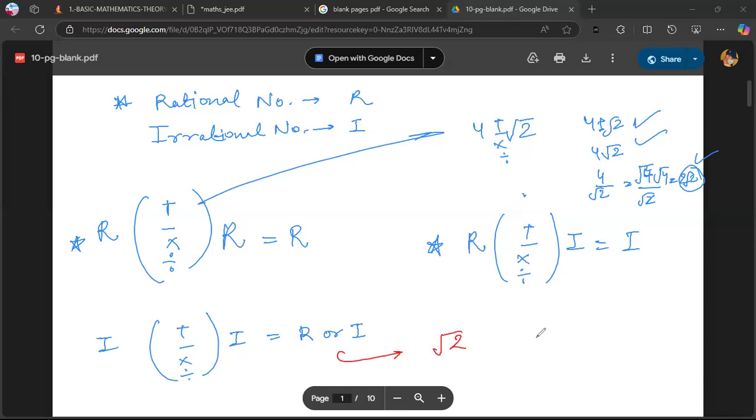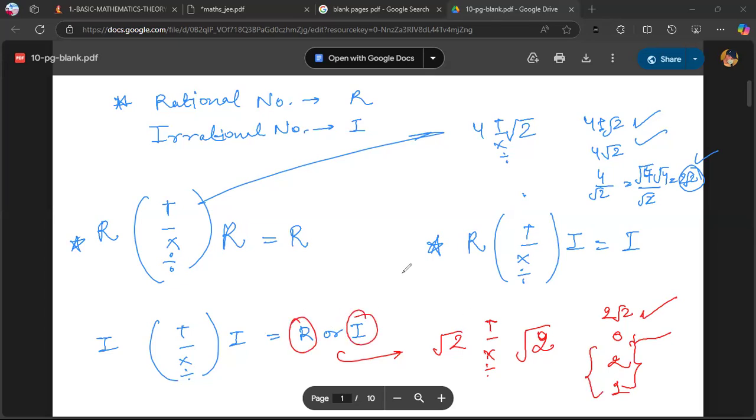Let's take the example of the property where we take two irrational numbers. Let's take root 2 and root 2. If we do all these operations, on doing plus, it will be 2 root 2. On doing minus, it will be 0. On doing multiplication, root 2 into root 2, square root 4, which will be 2. On doing division, it will be 1. Sometimes it is irrational, sometimes it's rational. So it's not certain; it can either be rational or irrational. Is this point clear? Yes, sir.